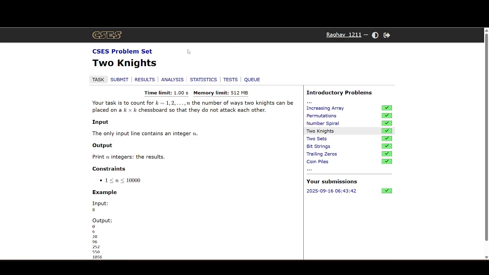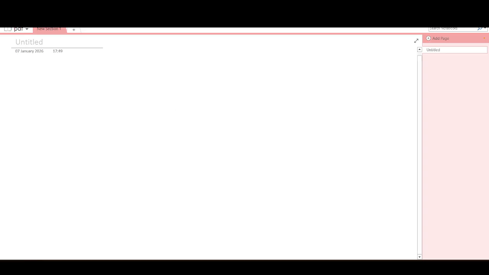So today's question is Two Knights. Here we are given a number n, and we have to find all the positions on a k cross k chessboard where the two knights do not attack each other. For such problems, we need to make a formula, and then using that formula we can just loop from 1 to n and find the number of positions where the two knights do not attack each other. So let me first take an example.